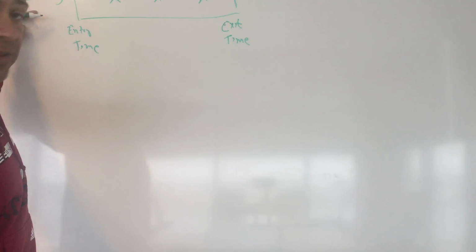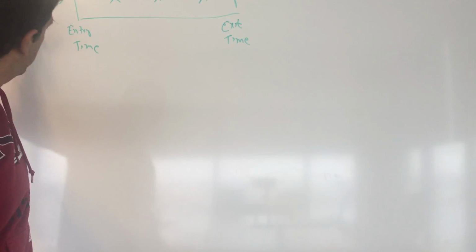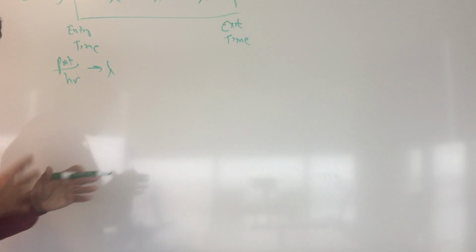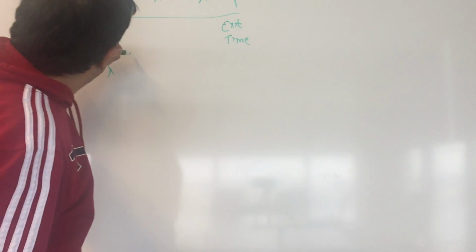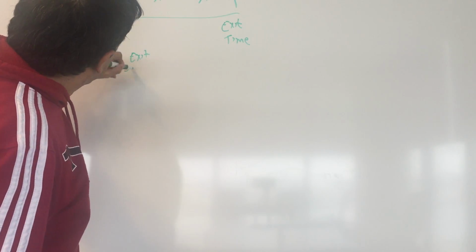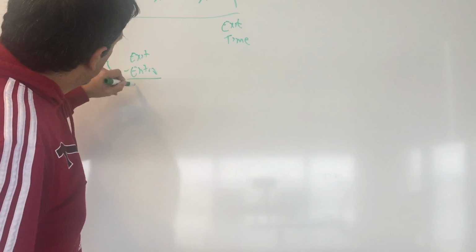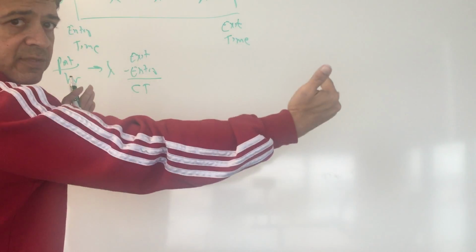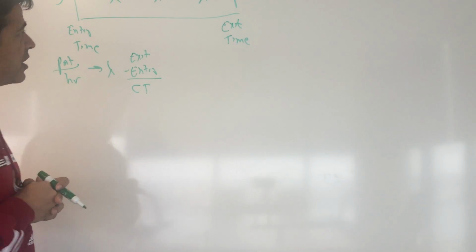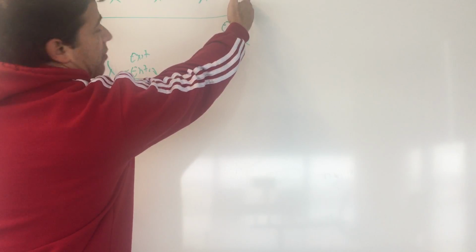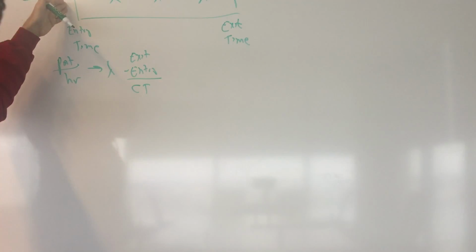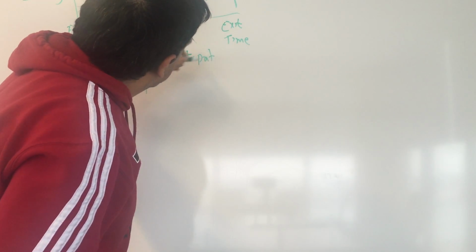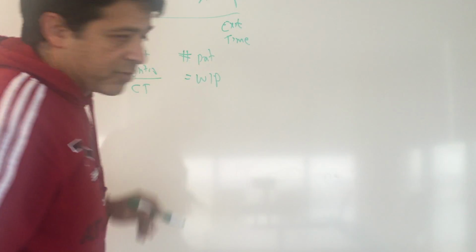So if we count how many patients enter over some period of time, we will know patients per hour, which I'm going to write as lambda. So we have an arrival rate. We also know the exit time minus the entry time, which gives me something I'm going to call cycle time. The time between when you enter the system and when you leave the system is what I mean by cycle time. Similarly, if I walk in and see, I can count how many jobs are in this system. So my number of patients in the system I'm going to call my work in process inventory.